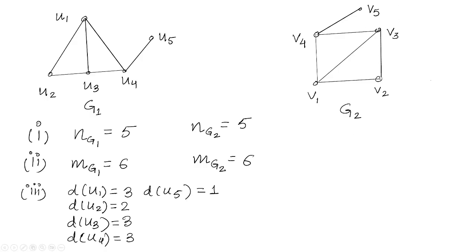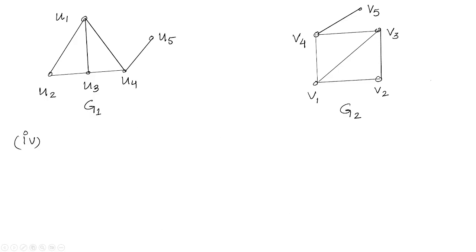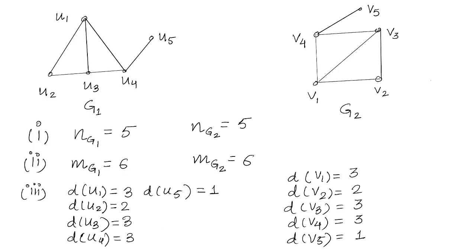Similarly, if you do the same thing for the graph G2, then you will be getting 3 2 3 3 1. So what is the degree sequence for the first graph? It is 1 2 3 3 3. Oh, sorry, I have to go back. It is 1 2 3 3 3, and for the second one it is 1 2 3 3 3 again. So the degree sequence is also the same.